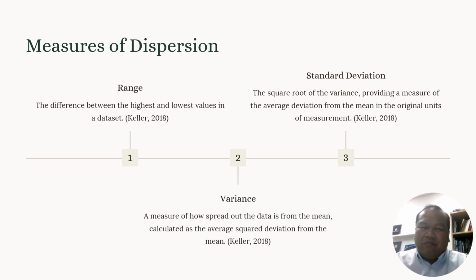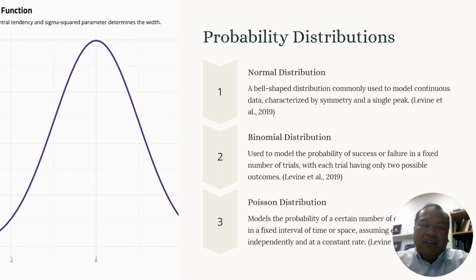But don't worry about that. We will discuss this clearly later, in the next weeks. This is just the basic introduction. And then we have probability distributions. We have the normal distribution. As you can see on the screen, it's like a bell shape, like a mountain going up and down. That's the normal distribution, commonly used to model continuous data characterized by symmetry and a single peak.